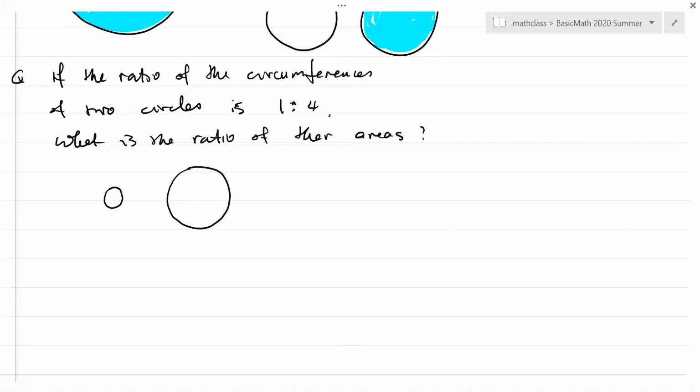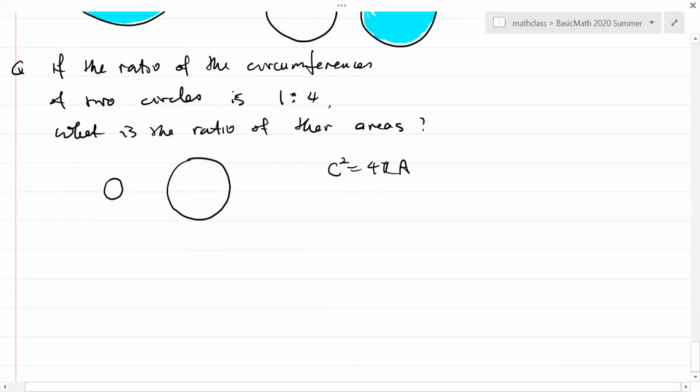All right. So now if you use a formula, this formula c squared equals 4 pi a, it'll be much easier. The reason is because you already know the relationship of the area and the circumference directly, right? So if you use that, it will be much quicker. For the smaller circle, 4 pi times the area of the small circle is going to be the square of the circumference of the small one, right? Then 4 pi times A large is going to be C large squared, right?